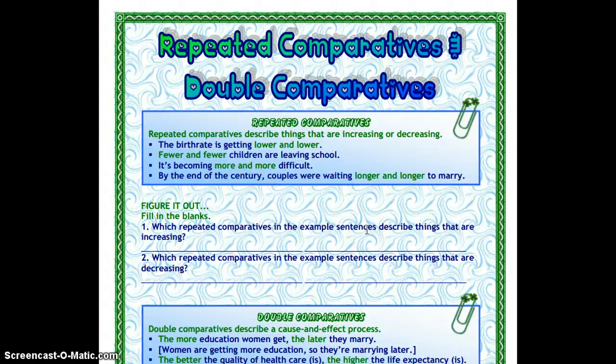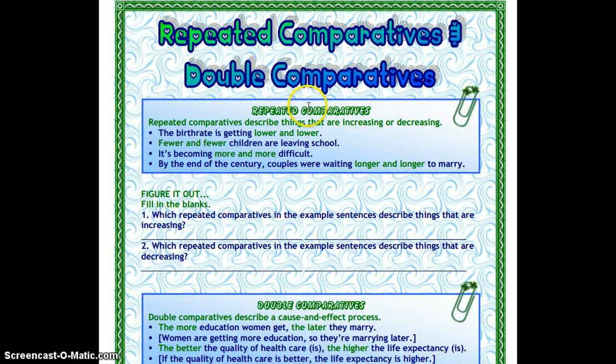Okay, Patty. Today we're going to see repeated and double comparatives. As you know, comparatives are adjectives. For example, lower is a comparative, we have the -er ending. So for example, in repeated comparatives, in example number 1, you have: the birth rate is getting lower and lower. Generally, we're going to use repeated comparatives when something is increasing or when something is decreasing.